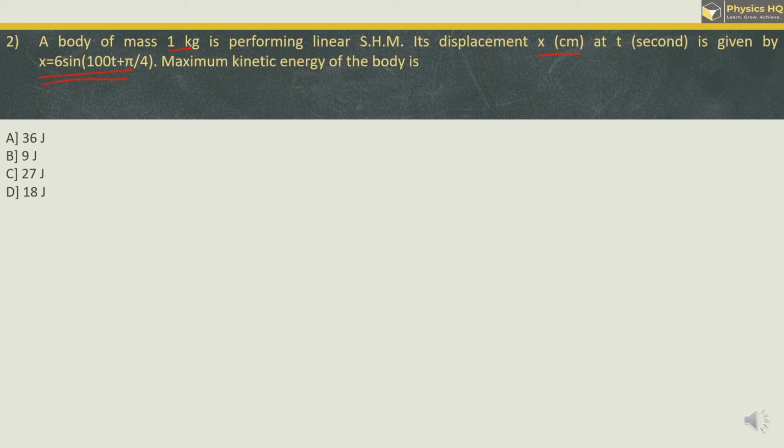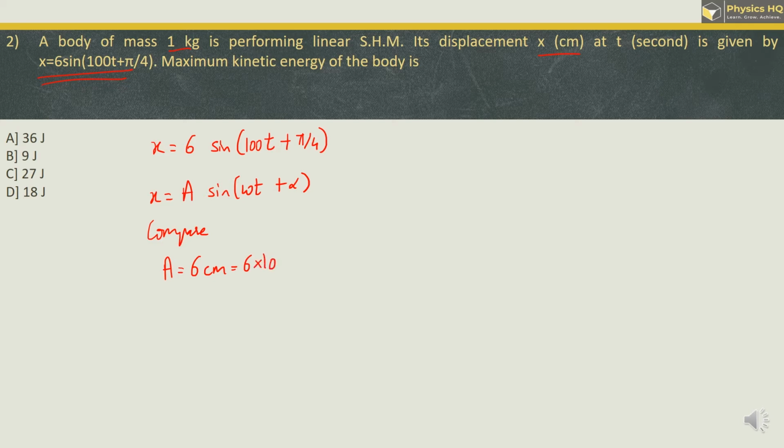First of all, what we'll do is compare this given equation with the standard equation. So we are given x equal to 6 sine of 100 t plus pi by 4. Let us compare this with the standard equation, which is x is equal to A sine of omega t plus alpha. So when you compare this, we get A is equal to 6 centimeter. We will convert this into meter, so it will become 6 into 10 raised to minus 2 meter. Next, omega is 100 radians per second.